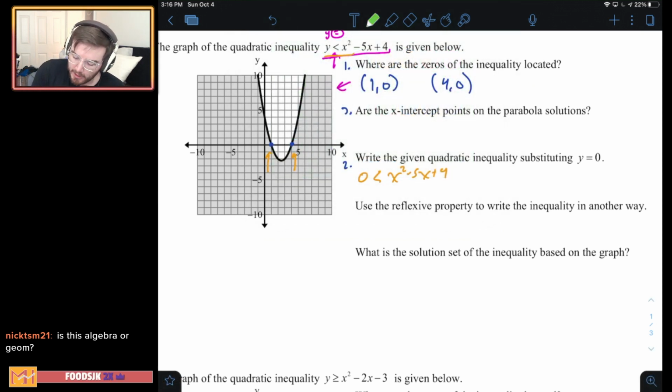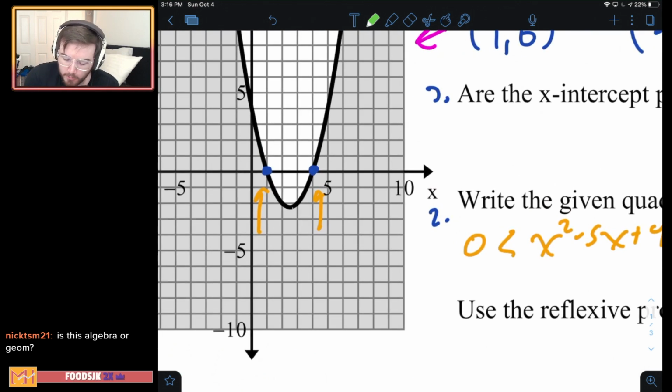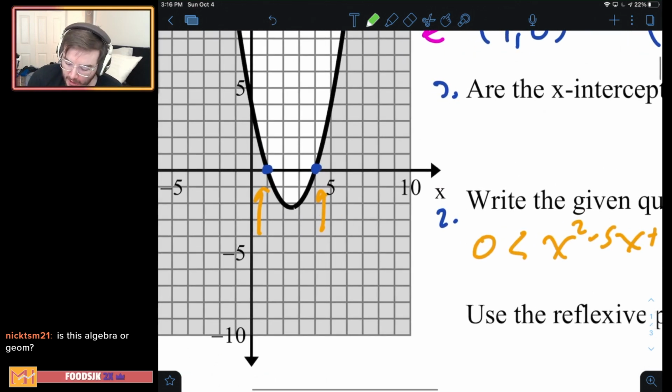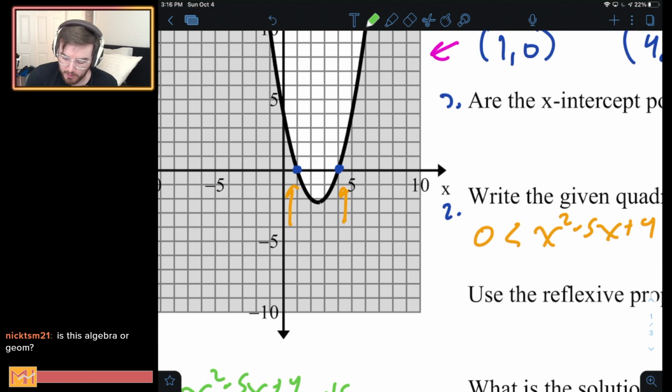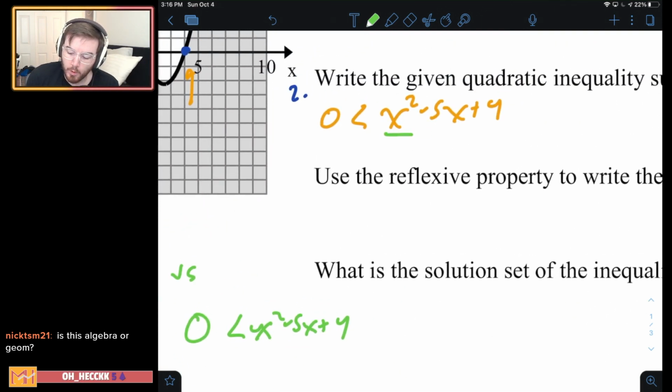Let's think about 0 equals x squared minus 5x plus 4 versus 0 is less than x squared minus 5x plus 4. Let's think about those two things. This is saying, where does the graph literally equal 0? It equals 0 right where those zeros are. That's where it's equal to 0. But that's not what we're asking.